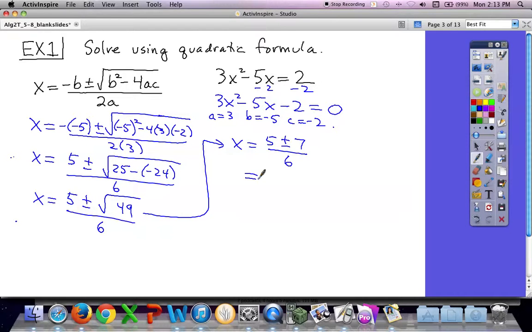Okay? So when you see the plus or minus, that means you got 2 answers here. One of them is going to be 5 plus 7 over 6. The other one will be 5 minus 7 over 6. Right? 5 plus 7, 12. 12 over 6, which is 2. 5 minus 7 is negative 2 over 6, which is negative 1/3. No, you need to simplify.